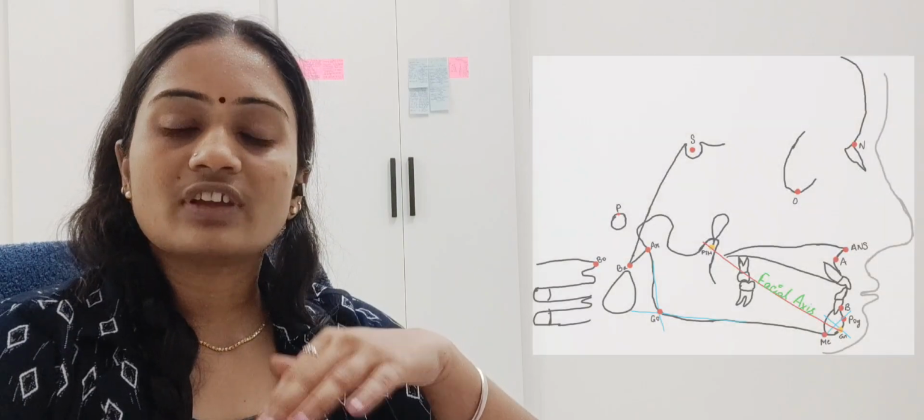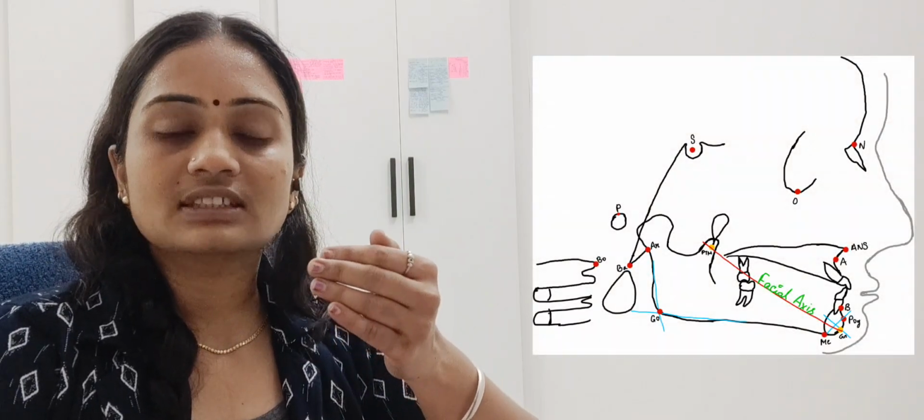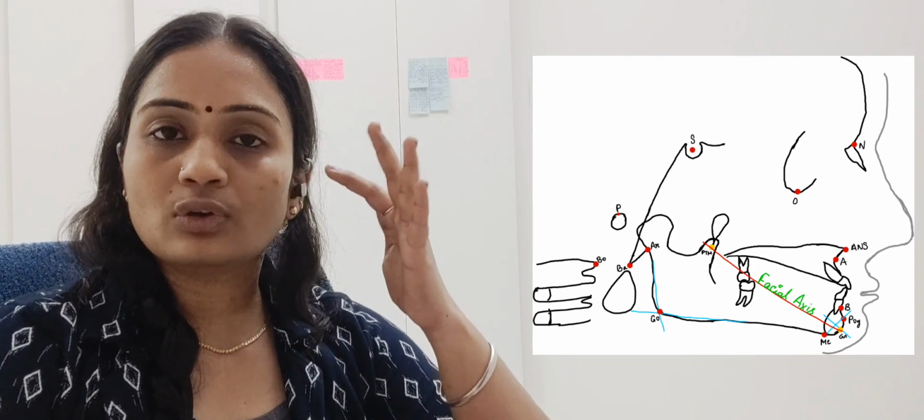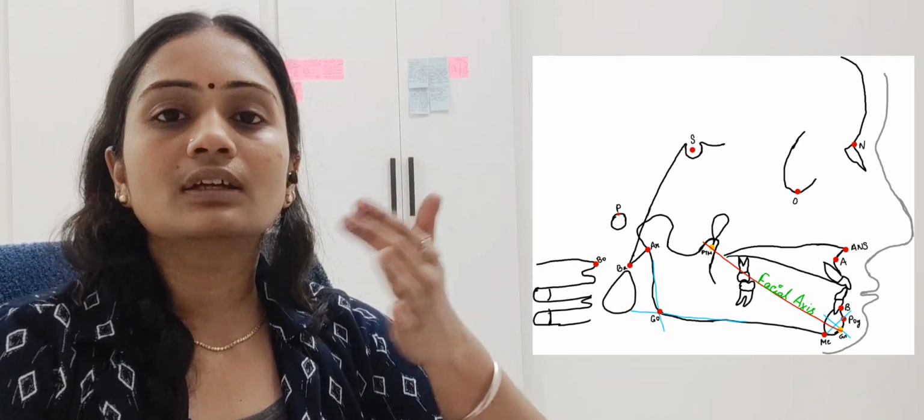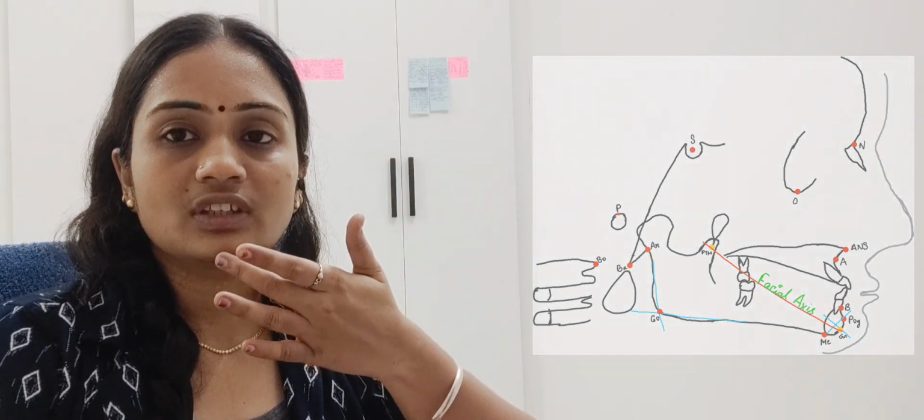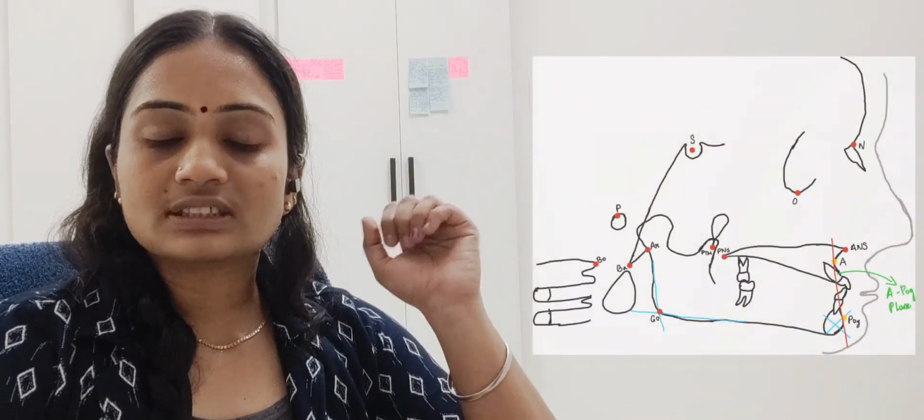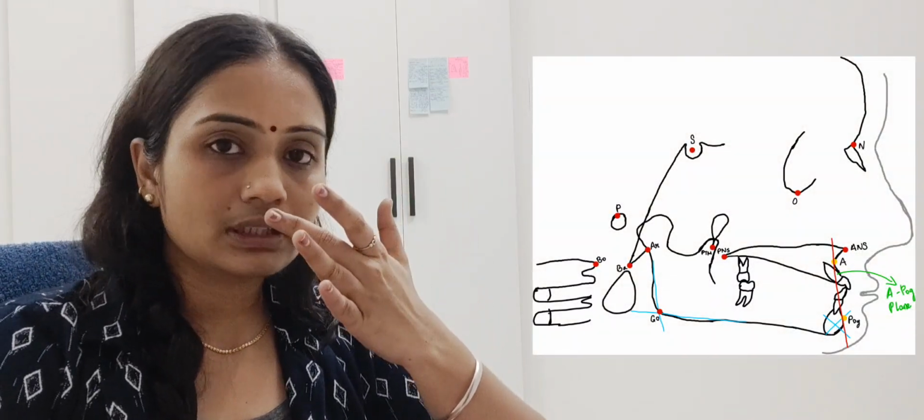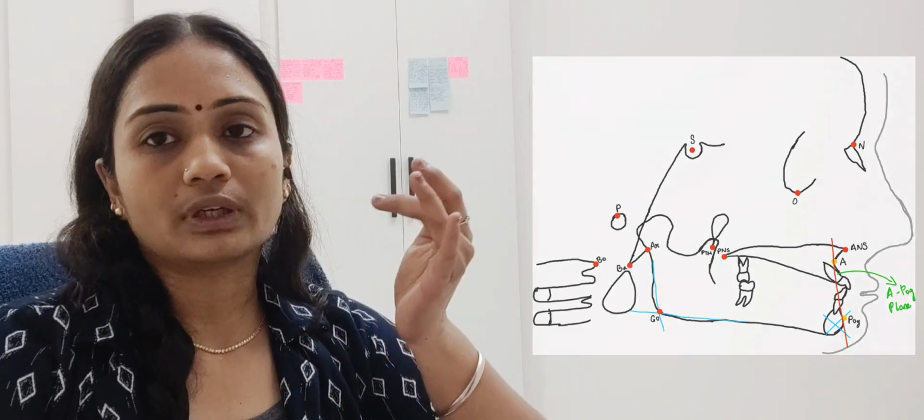So third one is the facial axis. Facial axis is the line joining the PTM point, that is the pterygomaxillary point, and the gnathion. So the last one is the A-pogonion plane. A-pogonion is the line joining the point A and the pogonion point. So these are the vertical planes.